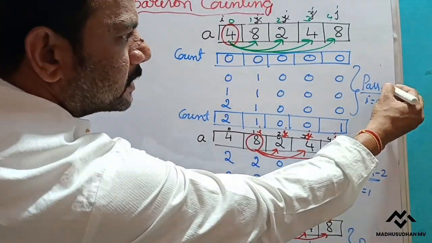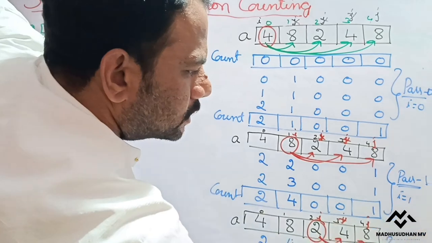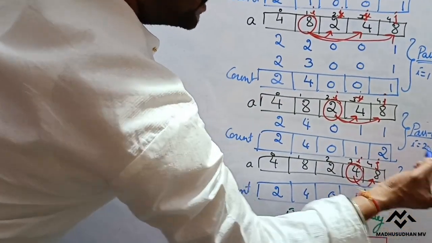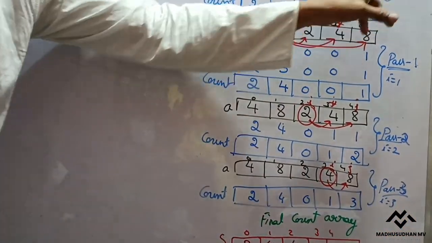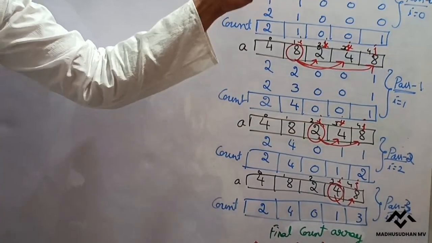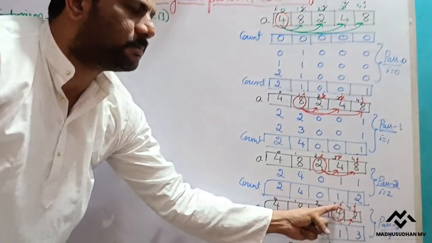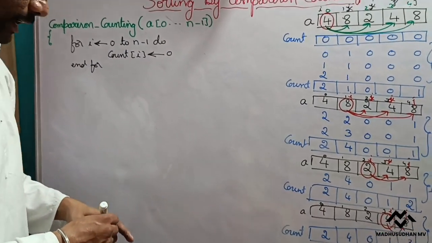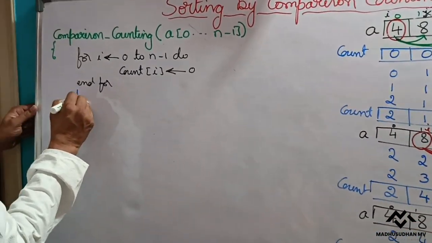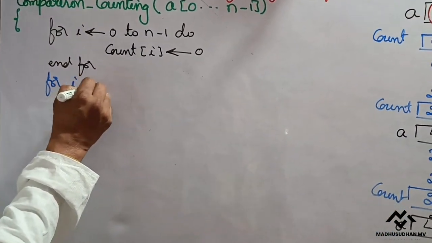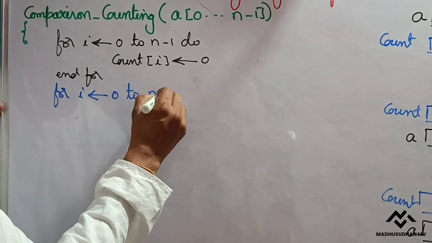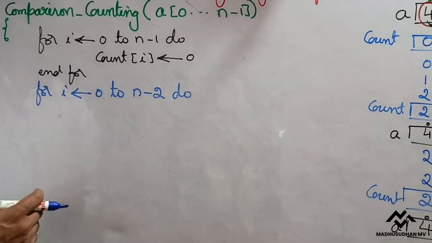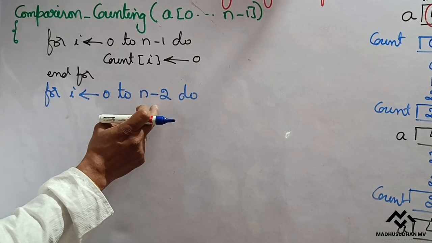Instead of pass 1, if I read pass 0, this becomes pass 1, this is pass 2, pass 3. See, 5 minus 2 is last 3. So that means I stopped at the last but one position. So what I'll write is: for i equal to 0 to n minus 2, do this. That means we stopped at the last but one position for i.